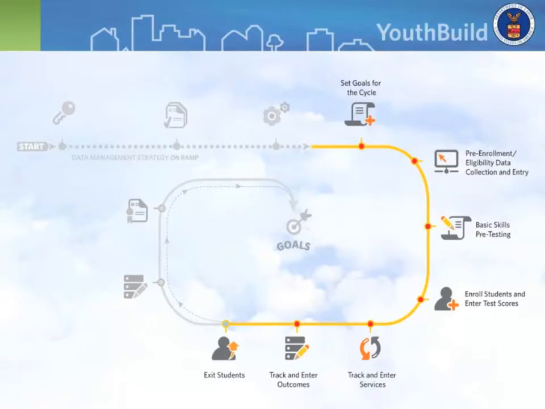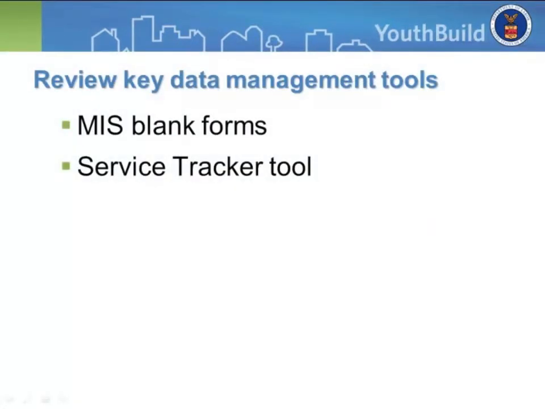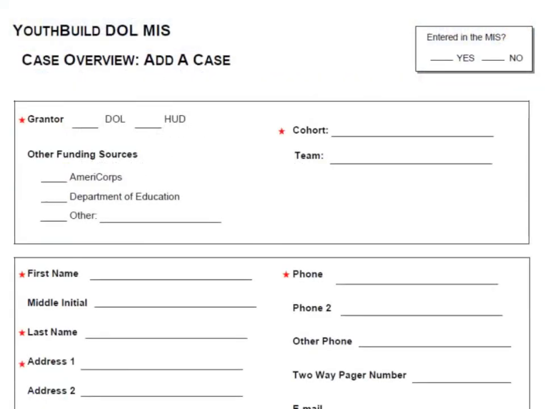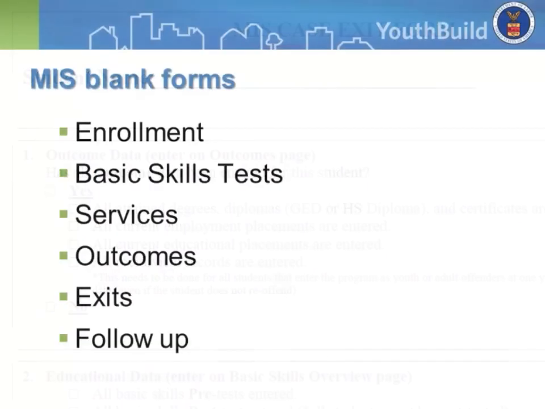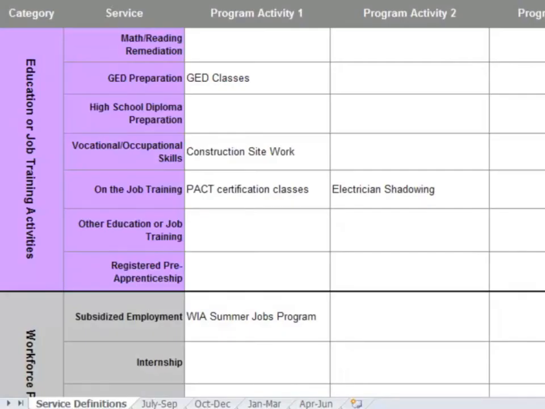And to help you with this, we have created many tools that will help your staff collect and enter this information. Let's first look at an MIS blank form. There are many blank MIS forms posted on the Community of Practice. These blank forms are printouts of the data entry forms in the MIS. Use these forms to help your program prepare for what data will be asked of you, and to make sure that your paper forms are collecting all the necessary data. There are blank forms for enrollment, basic skills tests, services, outcomes, exits, and follow-up.